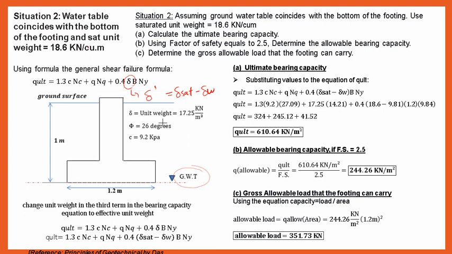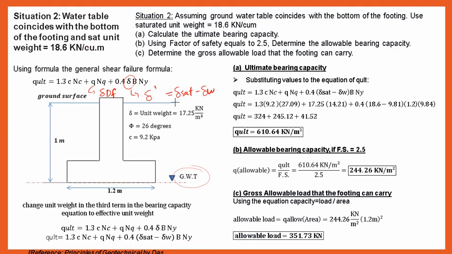Okay? So, parehas pa rin yung NC, NQ, and NY natin. Kasi parehas pa rin yung angle of internal friction natin. Nakuha natin kanina yan. Yung C, meron din tayong C which is 9.2. Yung Q natin is the unit weight times dF. Okay?